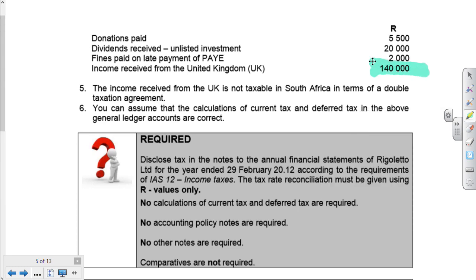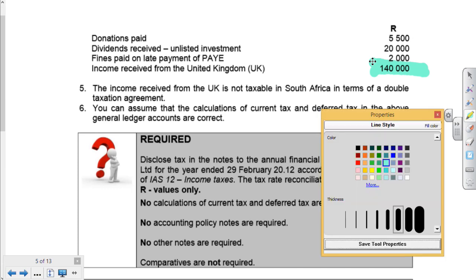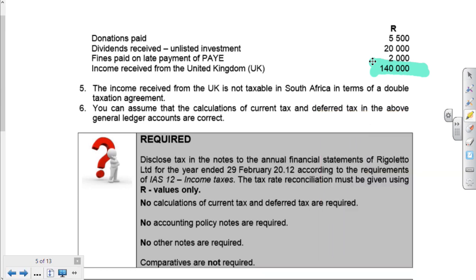I paid tax of 21, wasn't it, that I saw? Okay. The income received from the UK is not taxable in South Africa as a result of a double tax agreement. And then there's amounts at the top here. Those amounts at the top are permanent. Do you agree? Permanent differences. So this one is exempt items. It's donations, dividends, fines. Yeah, exempt items. It says disclose tax in the notes.